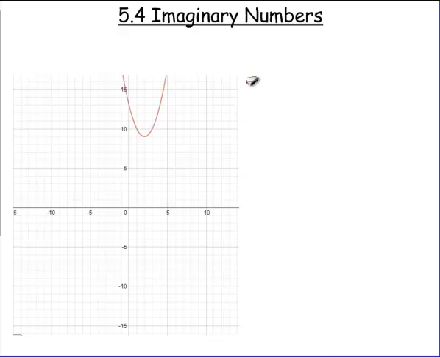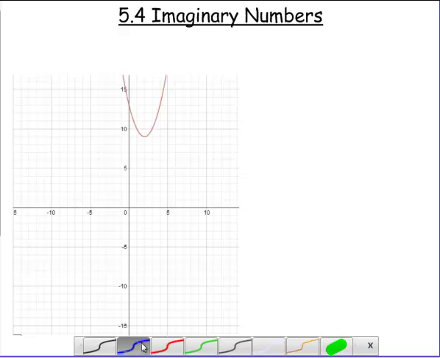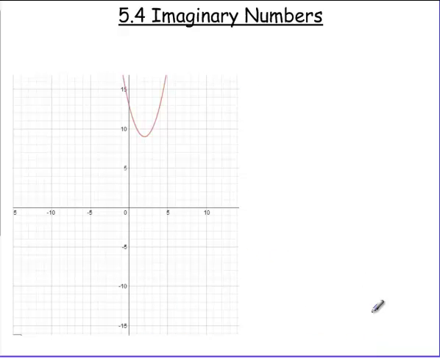Okay, today we're going to learn about imaginary numbers. So let's take a little sidestep. You learned yesterday about the discriminant. And based on what you learned yesterday, you look at this and you see that this is a parabola that doesn't cross the x-axis. That means when I do the discriminant of b squared minus 4ac, I will get an answer that's less than 0.